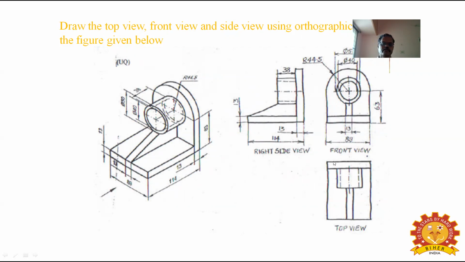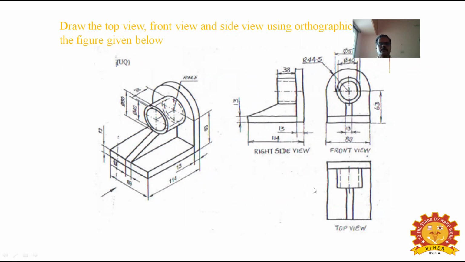First draw the rectangle of 89 by 114. The thickness is given as 13 mm. So draw a parallel line and draw 13 mm width. In that you have to draw the base length of 38, of diameter dia 50, and the holes inside are invisible. Therefore you have to draw hidden lines.